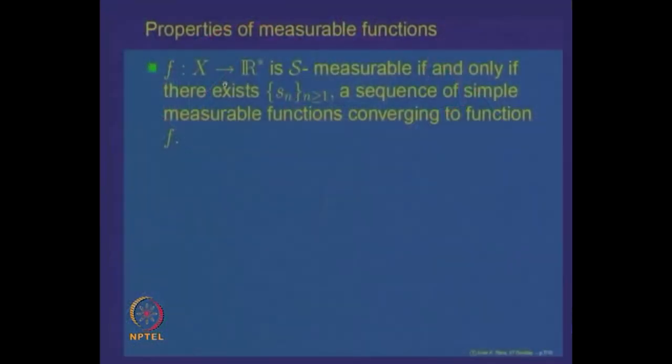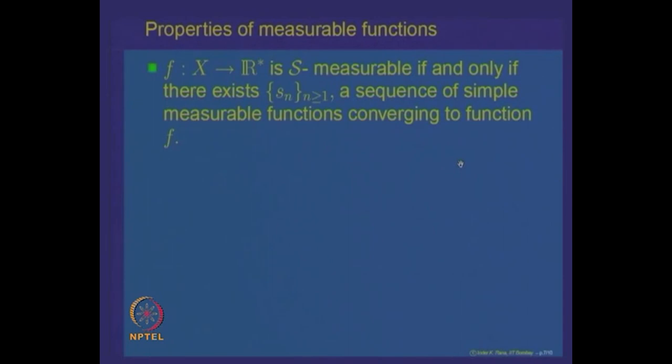In the general case, for a general measurable function, we can look at the positive part and the negative part of the function, approximate the positive part by a sequence, approximate the negative part by a sequence of simple functions, and then look at the difference of the two, and that will give us a sequence of simple measurable functions converging to f. They will no longer be monotone. So, as a consequence, if f is a measurable function, not necessarily non-negative, then there exists a sequence of simple functions converging to it.